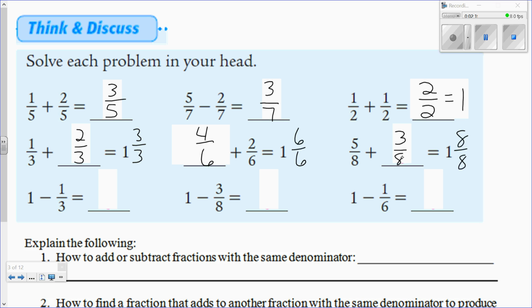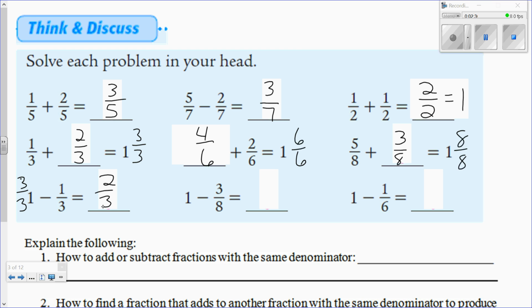Subtraction is no different. The 1 is still equal to the numerator and the denominator being the same, so 3/3. Then you just subtract the numerators. 3 minus 1 is 2, and the denominator stays the same.